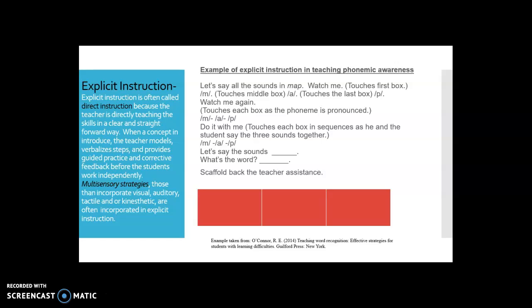In addition, it's using the multisensory strategies. It's using a visual of the boxes, auditory as she says each sound, and tactile as she touches each box.